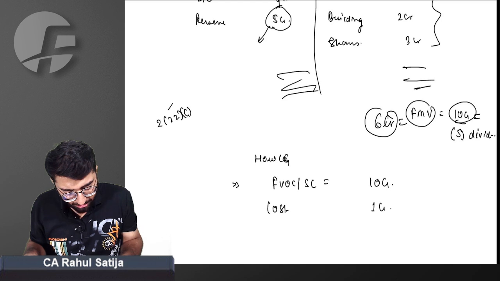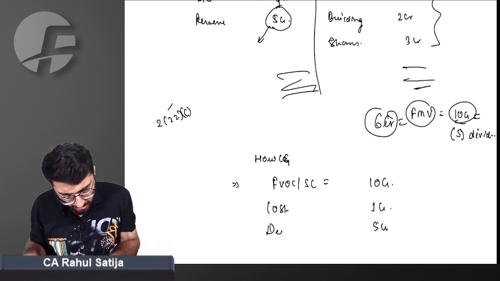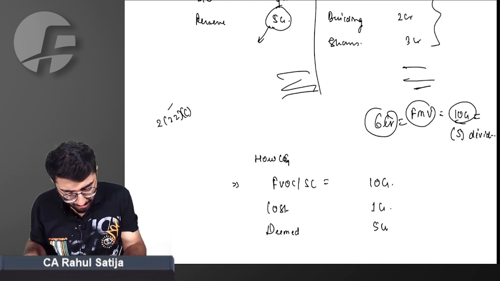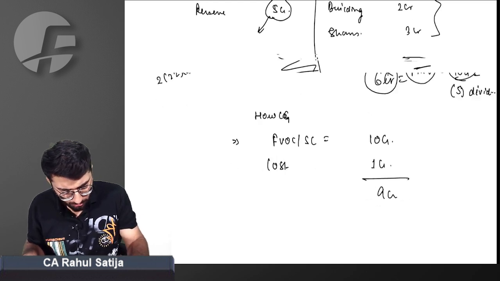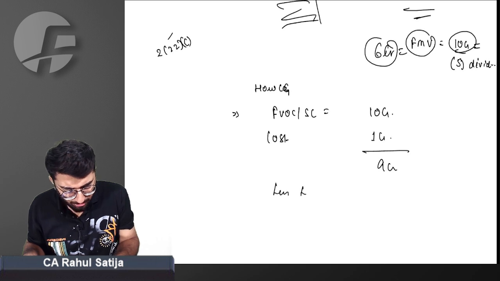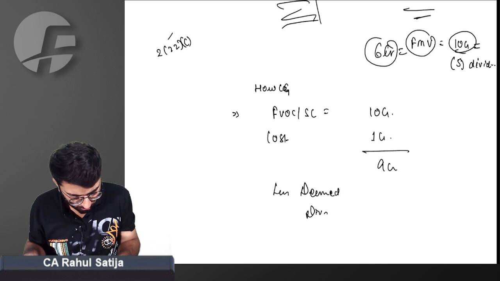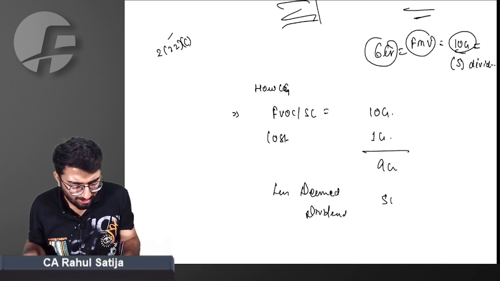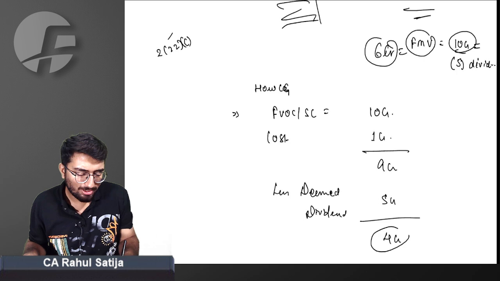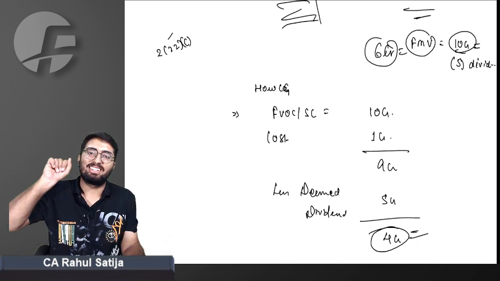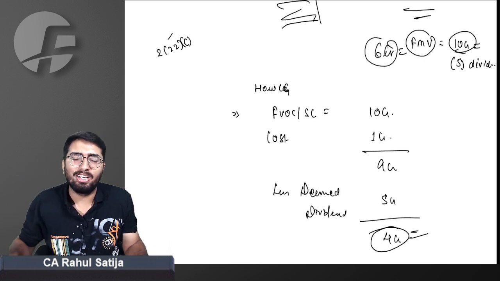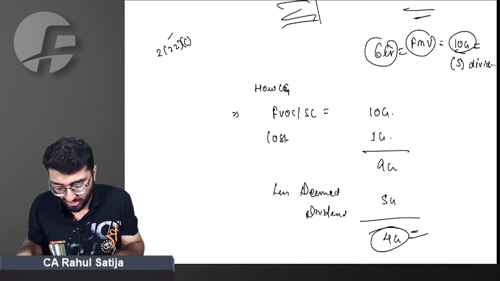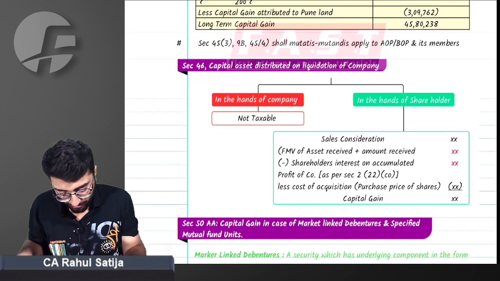Can I say that 5 CR is already taxable under deemed dividend? Capital gain has to be 9 CR, but less deemed dividend, because that amount will be taxable under deemed dividend. 5 CR is already taxable under deemed dividend, so only 4 CR will be taxable under the head capital gain. This is how you have to work out the calculation in case of liquidation. Just have a look.